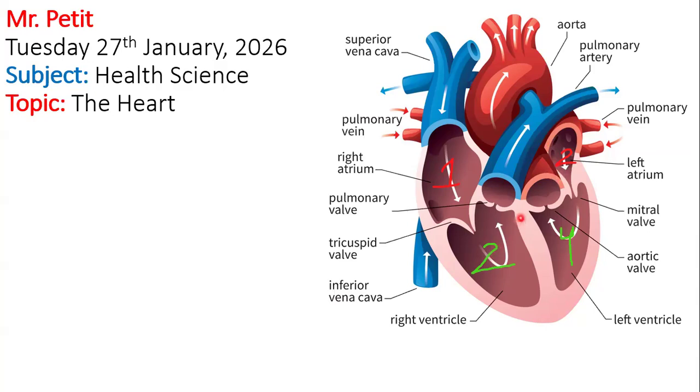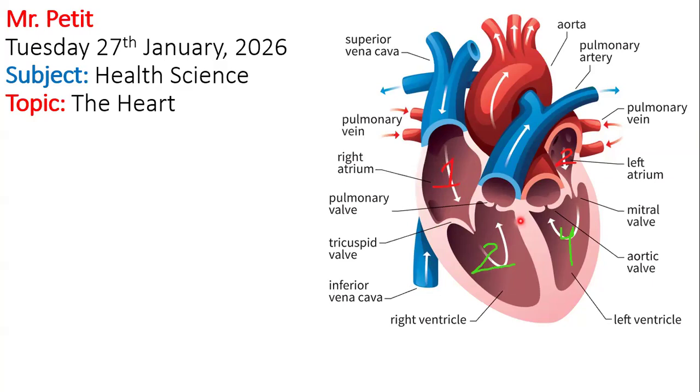Then we have the lower chambers. What are the lower chambers called? The ventricles. The left and right ventricle. Very good. Now on this side, which is really the right side, what type of blood do we expect to be flowing in this place? Deoxygenated blood. Very good.